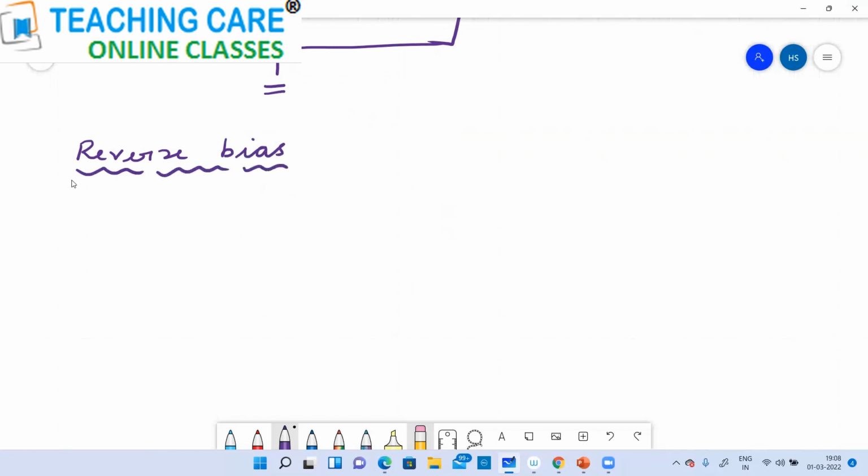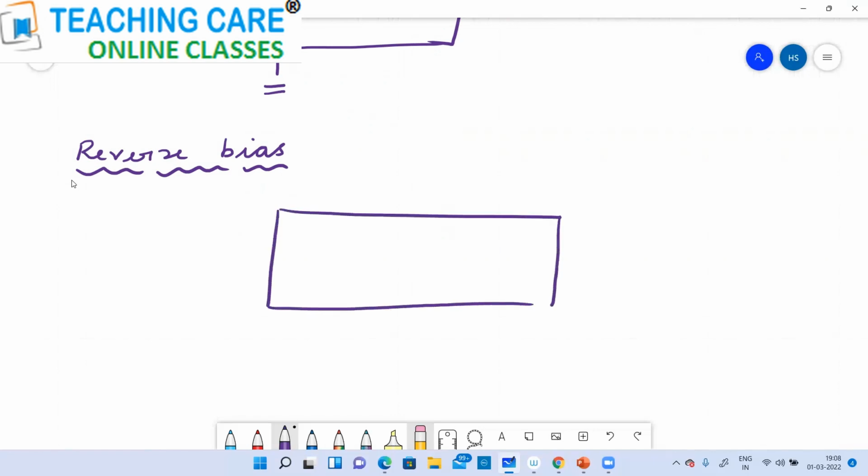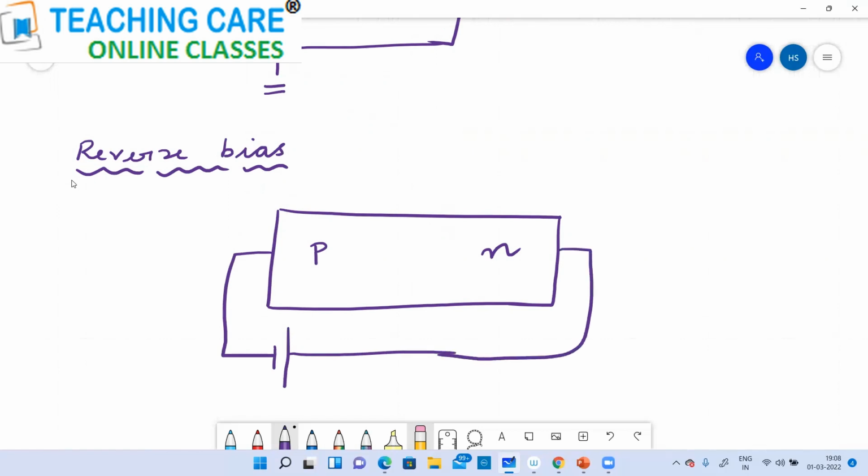So, shall we go to the reverse bias? Yes, ma'am. So what will happen in the reverse bias? P-type is connected to negative and N is connected to positive. This is the reverse biased. The free electrons flow towards the positive, so these electrons start flowing to the positive terminal of the battery.